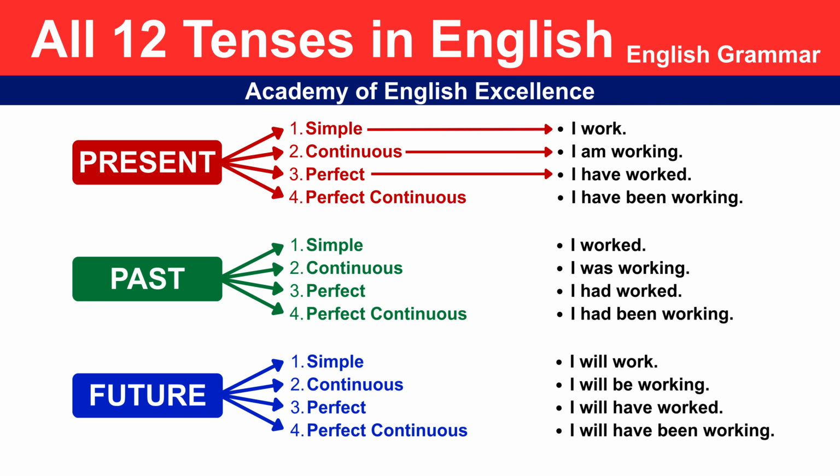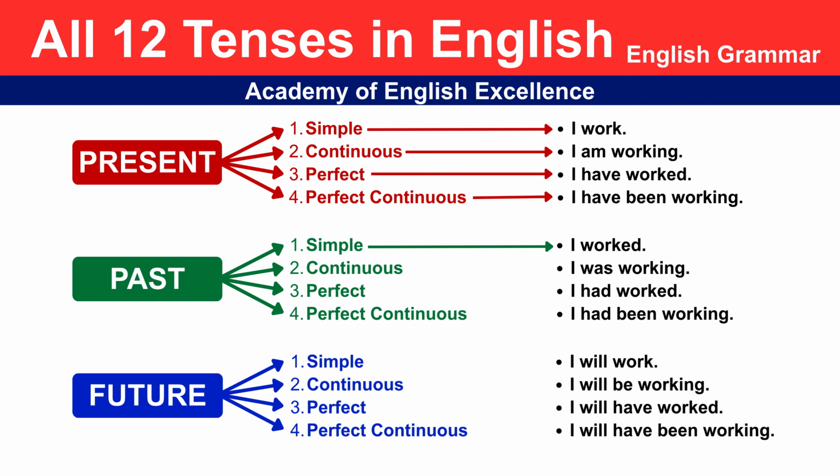The present perfect describes actions completed at an unspecified time or connected to the present. For example, I have worked, or I have worked today. The present perfect continuous describes actions that started in the past and are still continuing. For example, I have been working, or I have been working for 2 hours.